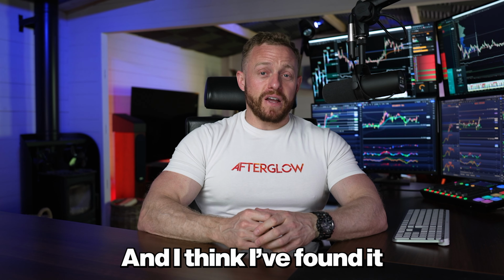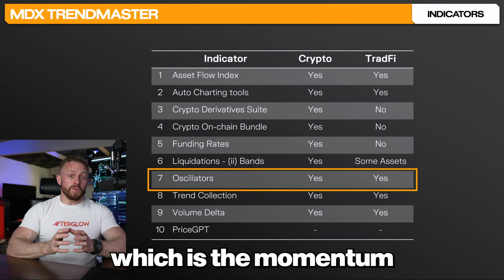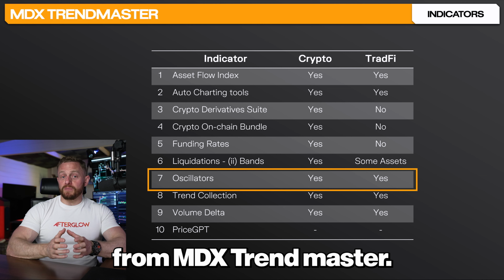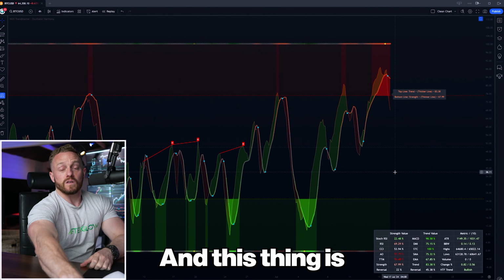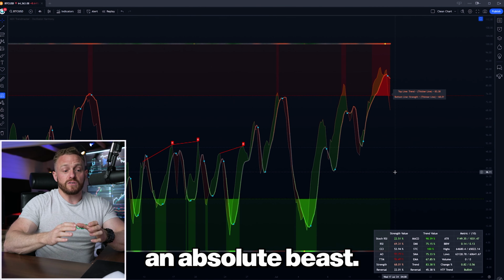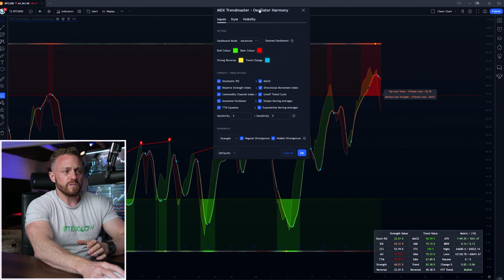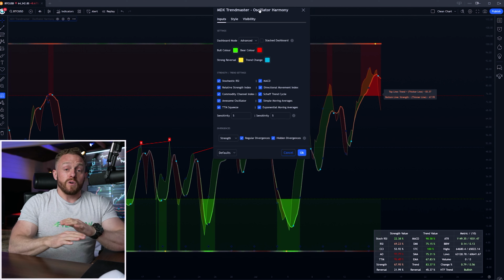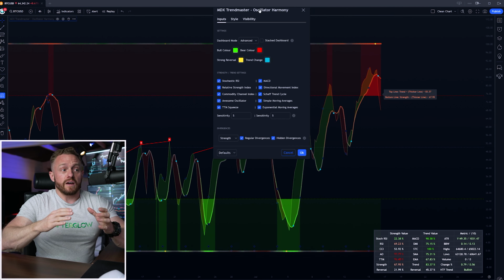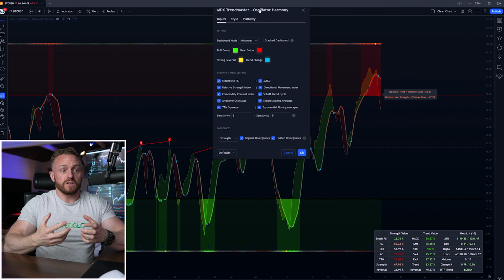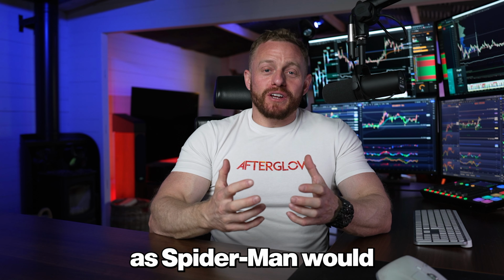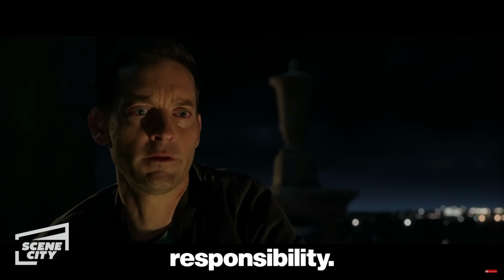And I think I've found it, which is the Momentum Oscillator Harmony from MDX Trendmaster. And this thing is an absolute beast. This is it here. And if you go into the menu, the guys at TrendMaster have absolutely killed it and managed to combine 10 different momentum indicators all into one powerful tool. However, as Spider-Man would say, with great power comes great responsibility.